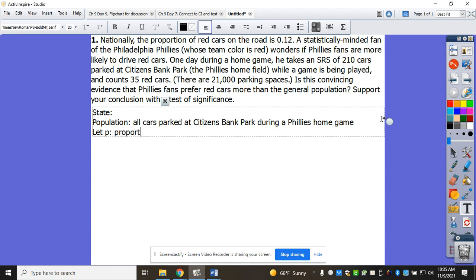So let P be the proportion of cars parked at Citizens Bank Park during a Phillies home game. That what? And it can actually be that straightforward, because we're separately defining population and proportion, even though that sounds kind of weird.